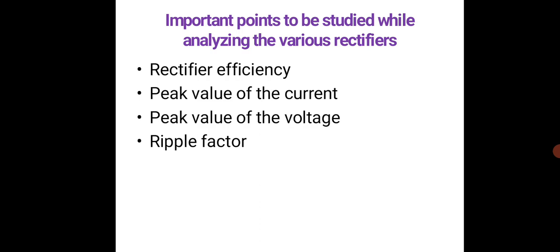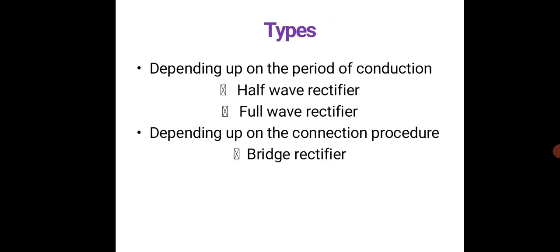Whenever you learn about rectifiers, you should be very careful and analyze the various parameters: efficiency, peak value of both current and voltage, and the ripple factor. So what are the types? Based on the period of conduction, whether it conducts for one half of the cycle or the full duration of the cycle, both positive half and negative half, it is classified as half wave rectifier and full wave rectifier respectively. Depending upon the connection procedure, it is classified as the bridge rectifier.